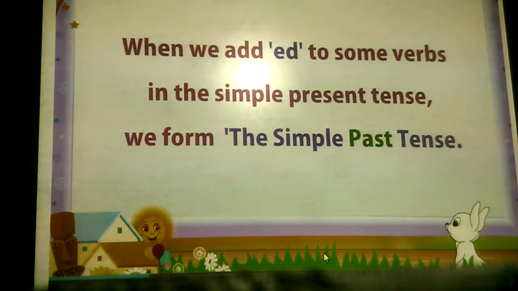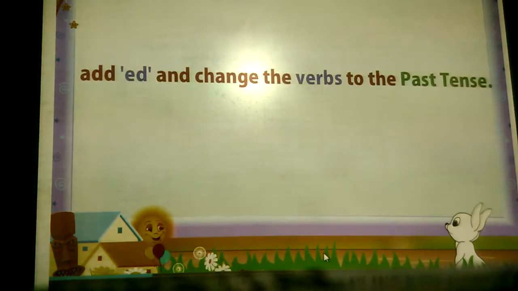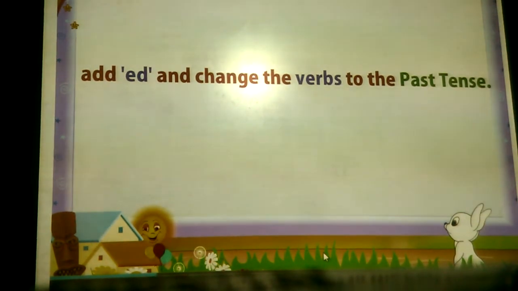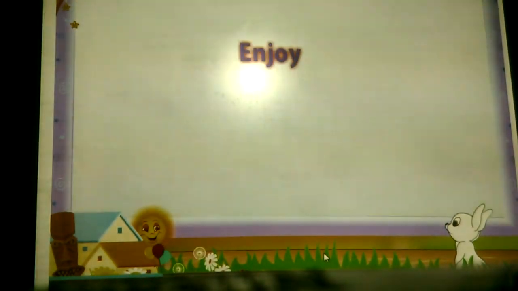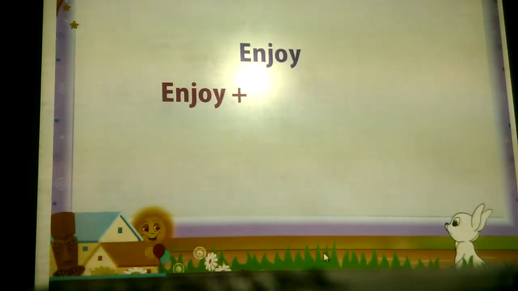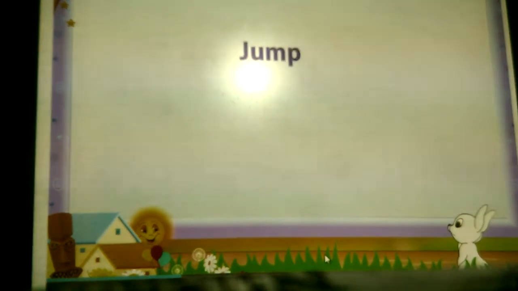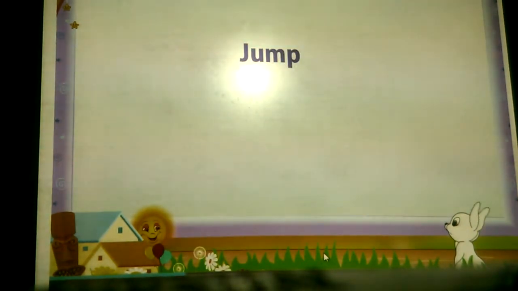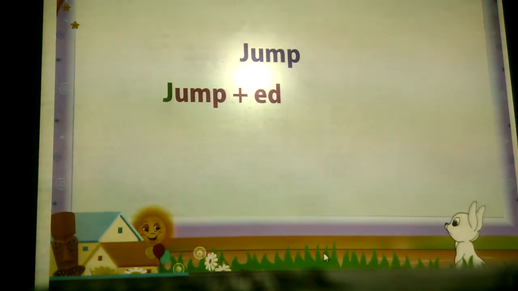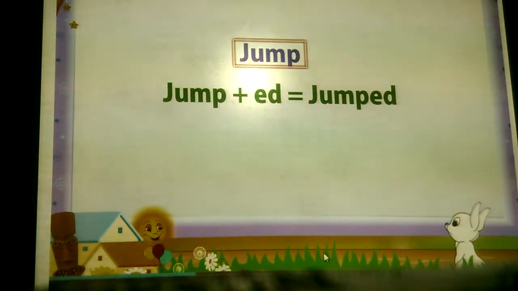Here are some verbs in the simple present tense. Let's add ed and change the verbs to the past tense. The first verb is enjoy. We add ed. So enjoy plus ed is equal to enjoyed. The past tense of the verb enjoy is enjoyed. Next verb is jump. We add ed. Jump plus ed is equal to jumped. Jump, jumped.